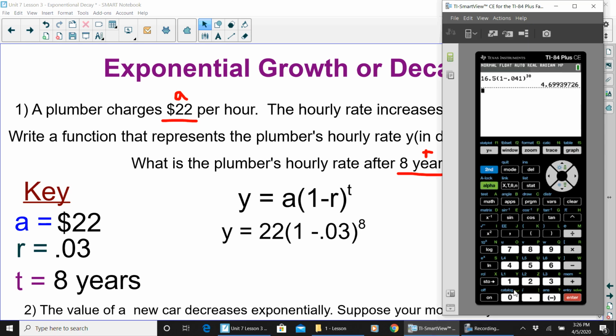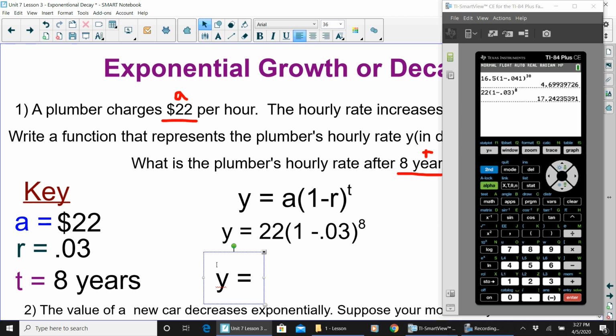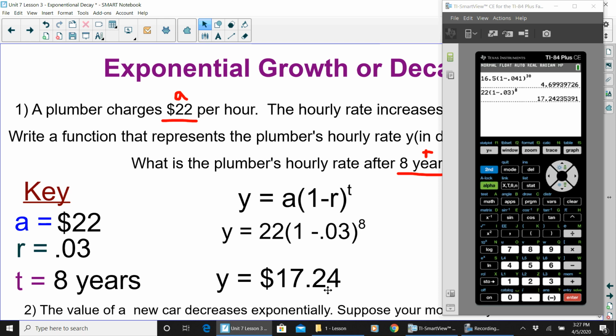Okay, so we are back, and hopefully you did this already, if you're truly following along. This is to the 8th power, and it's y equals. What's the plumber's hourly rate? It's dollars, $17.24 per hour.